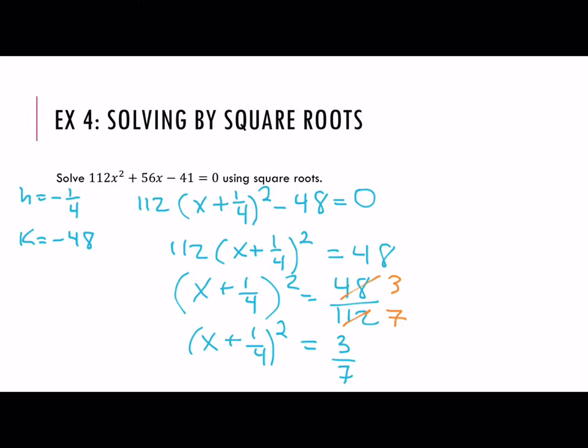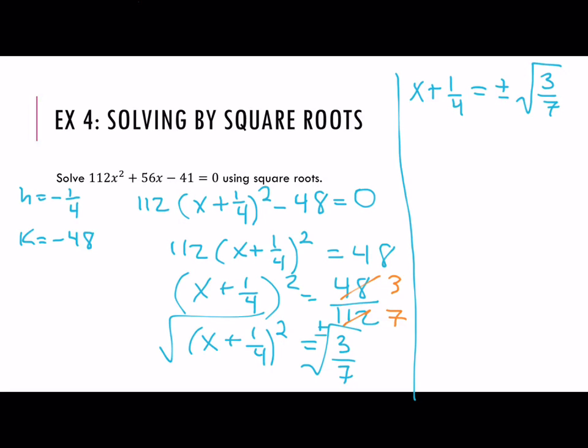Okay, and then we square root both sides. So we would have x plus 1/4 equals plus or minus the square root of 3/7. Okay, so square root both sides. And then we have two more things to do. I need to get x by itself by subtracting 1/4. That goes in front of the plus or minus sign. And then I also need to see if that square root is fully simplified. So I have a fraction inside the square root, so it's not. So I'm going to make that plus or minus square root 3 over square root 7.